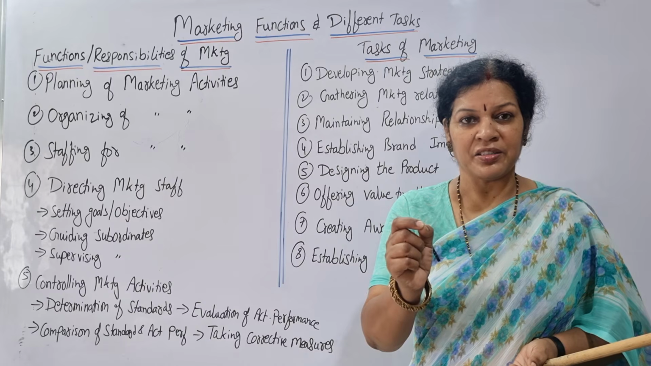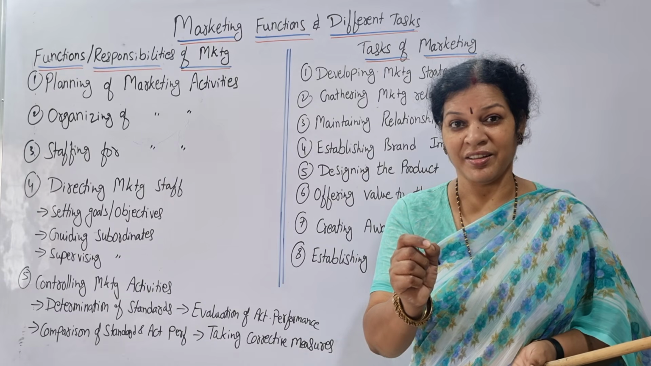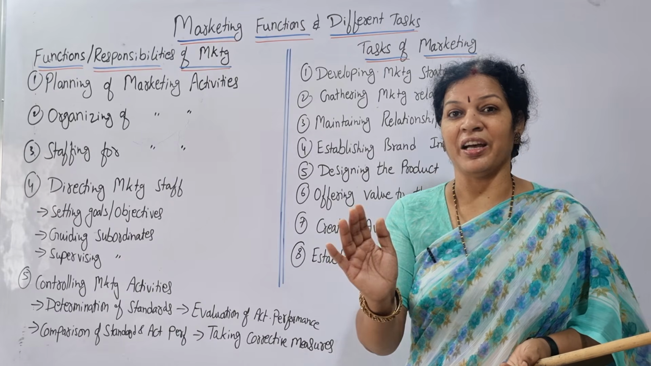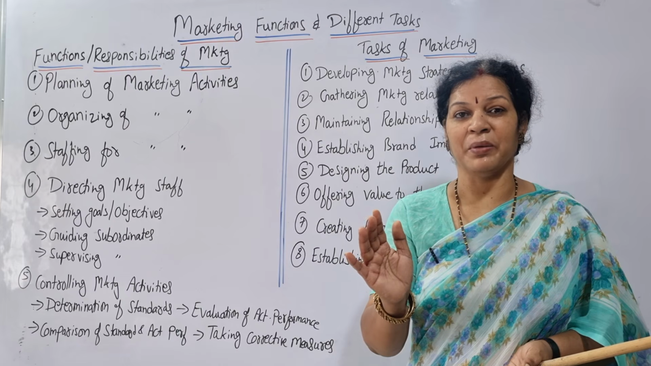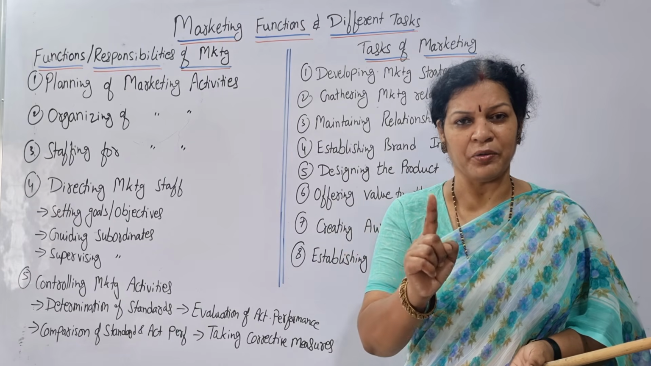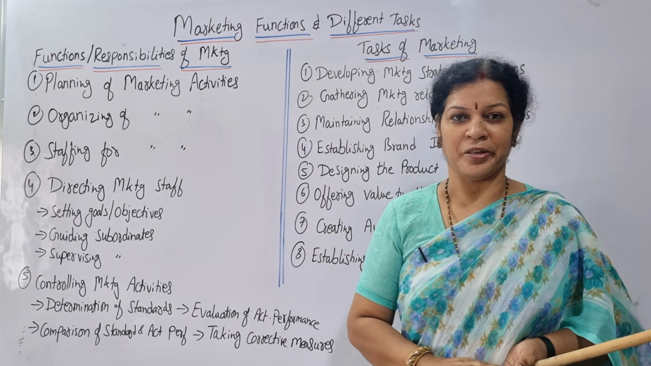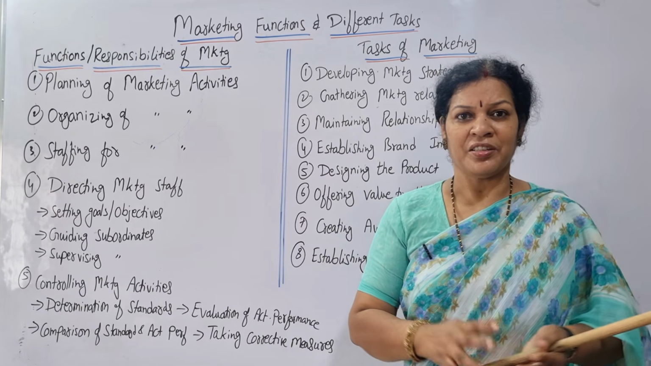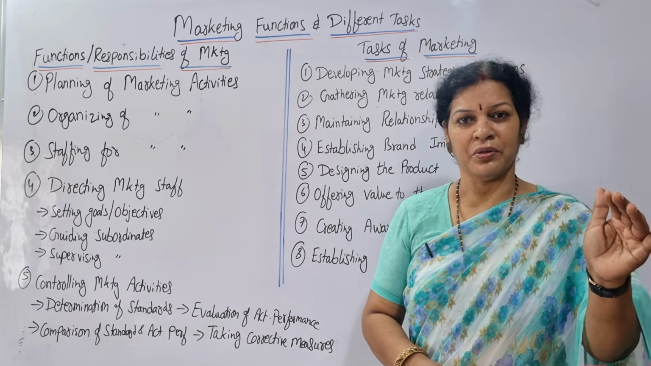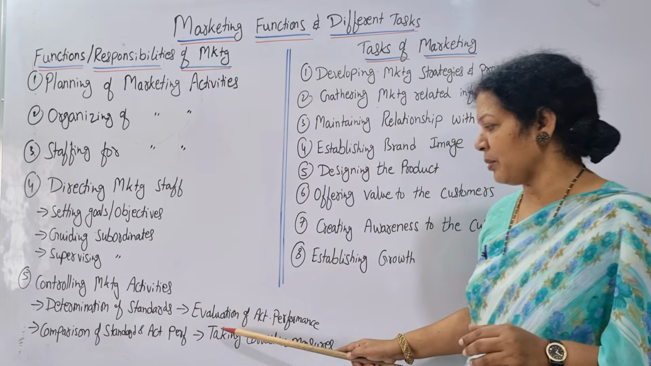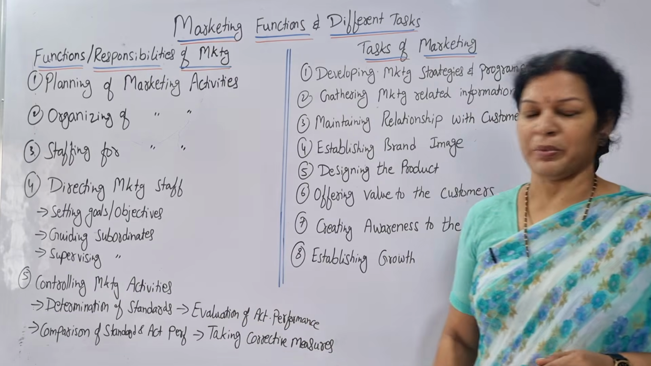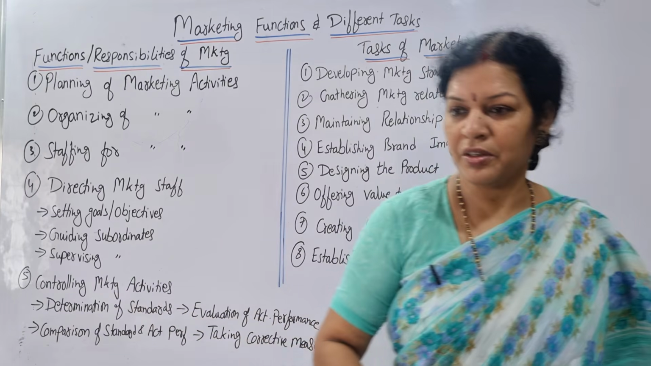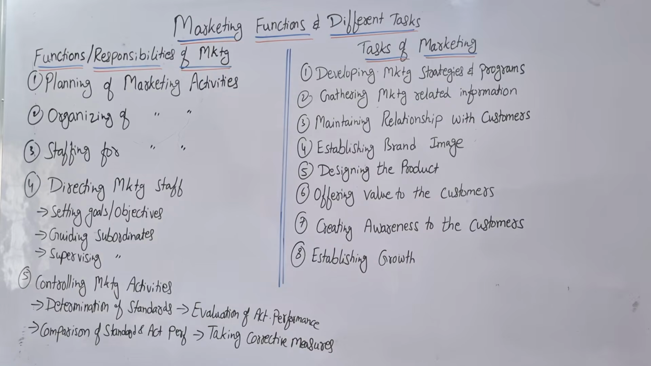When you fix that standard, you'll have maximum clarity about the activities of marketing. That standard you have to fix. We have to reach up to this standard. So that we have to decide. Then after that it comes to evaluation of actual performance. Standard we have fixed. One minute, I'll take the marker.